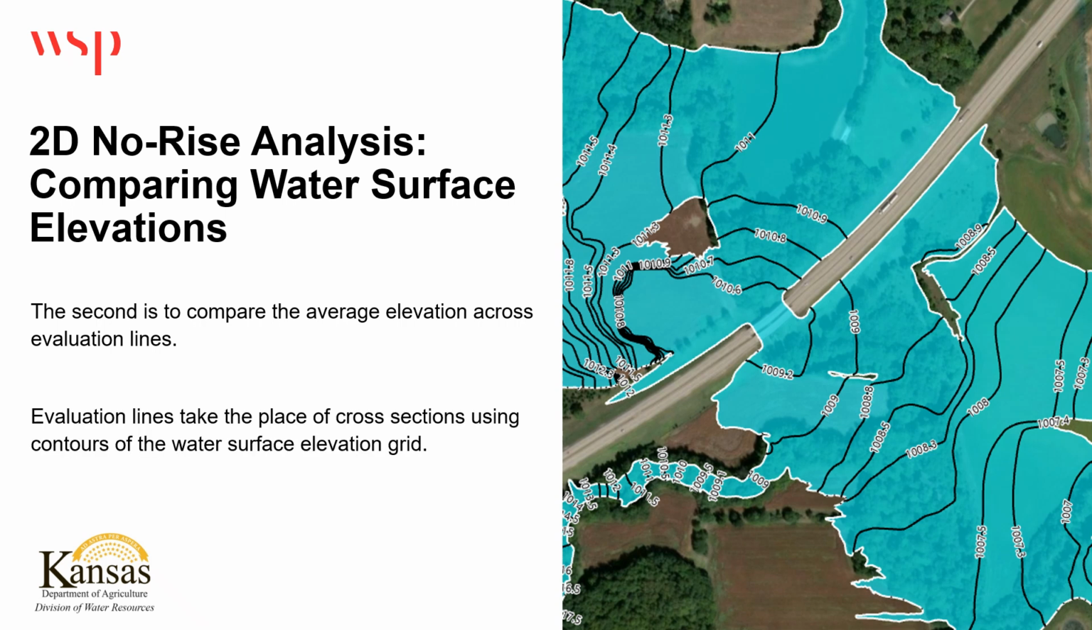Evaluation lines are what have replaced the traditional cross-section in 1D modeling. Now you can see from this image that these don't necessarily look like cross-sections, but what they actually are is just water surface elevation contours of the 2D modeling results. And because in 2D flow can go in any direction, they're going to follow the direction of flow instead of just going directly across the floodplain.